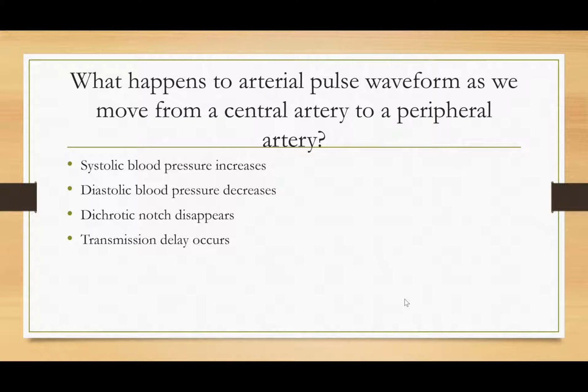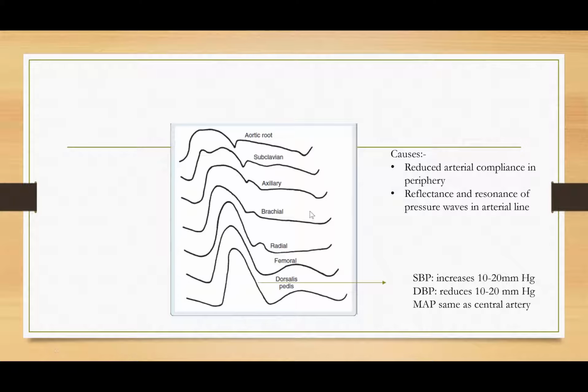What happens is that as the waveform moves from the center to the periphery, the systolic blood pressure increases, the diastolic BP decreases, the dicrotic notch disappears, and there will be a delay in transmission, because one is recorded near the heart and another one is away from the heart. So in this diagram we can see that the aortic root has a waveform like this, while the dorsalis pedis has a waveform which is more conical, which lacks a dicrotic notch, which has a higher systolic blood pressure and a lower diastolic blood pressure.